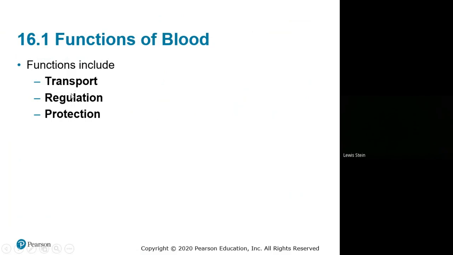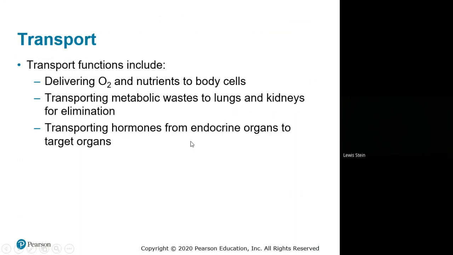So what does it do? We have regulation, a ton of regulation. Think of pH and chemical balances. Protection, because that's where antibodies and white blood cells circulate and make their way along. So that's the introductory nugget. Oxygen, delivering oxygen and nutrients. We know that. Process of carrying away waste products, metabolic waste, to the lungs and kidneys for elimination. They should include the liver because the metabolic wastes are often detoxified there as well.